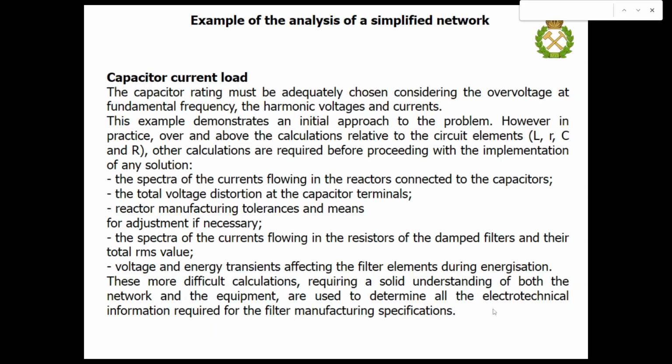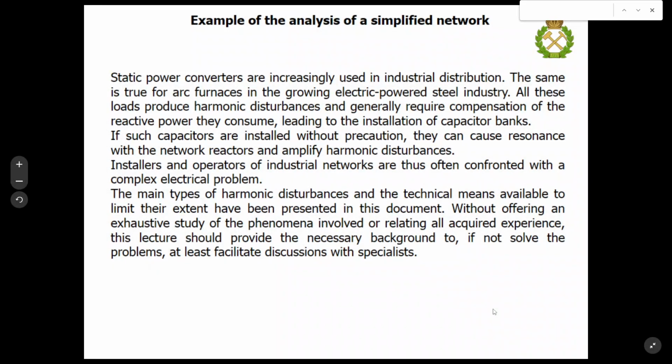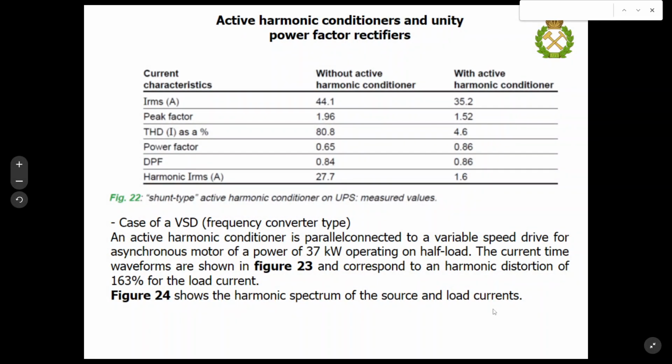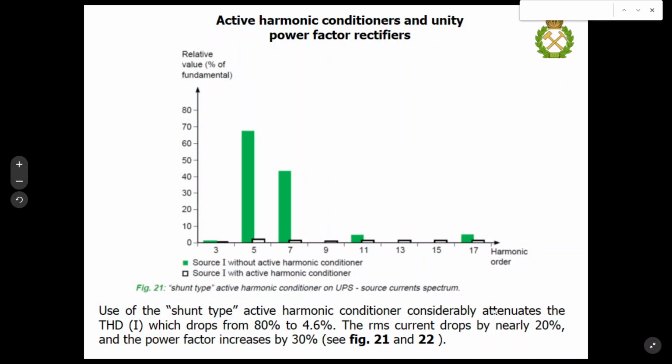For example, the spectra of the currents flowing in the reactors connected to the capacitors, the total voltage distortion at the capacitor terminals, reactor manufacturing tolerance and means, and some spectra of the currents flowing in the resistors of the damped filters and their total RMS values, and also voltage and energy transients affecting the filter elements during energization. And also we should take into account some active filters and more complicated devices.